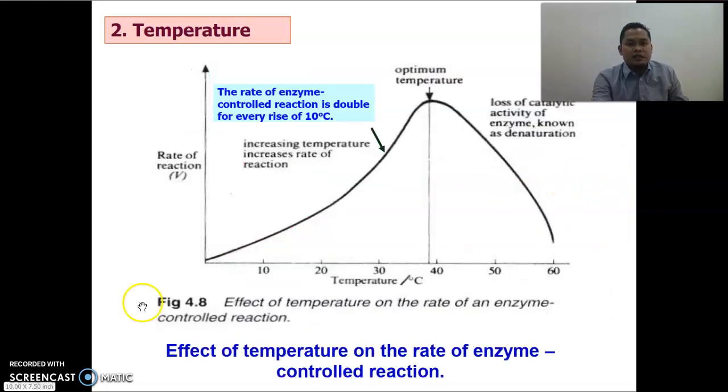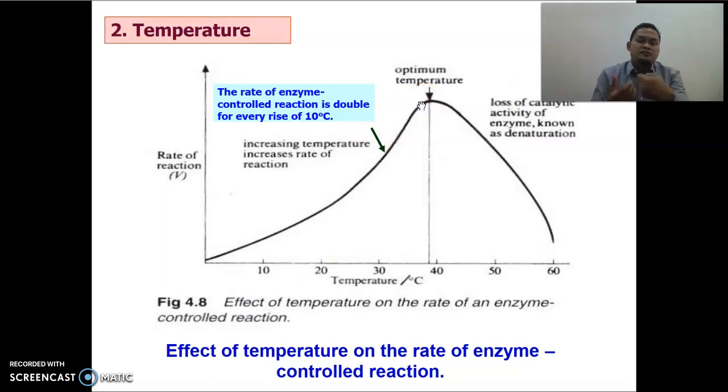So ini kita lihat sekali lagi dengan gambar rajah ini. At a low temperature, the rate of reaction is low because the kinetic energy is low of the substrate. So less substrate bind to the active site, the rate of reaction will be low. But increase of the temperature akan increase the rate of reaction. This is because the kinetic energy of the substrate and active site is high.